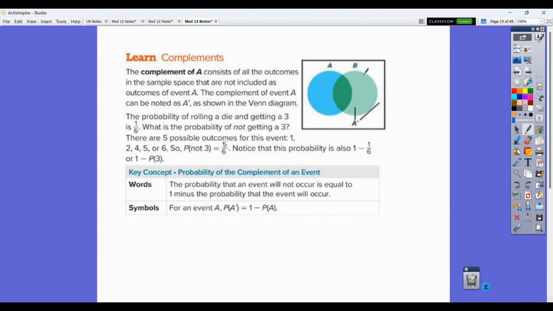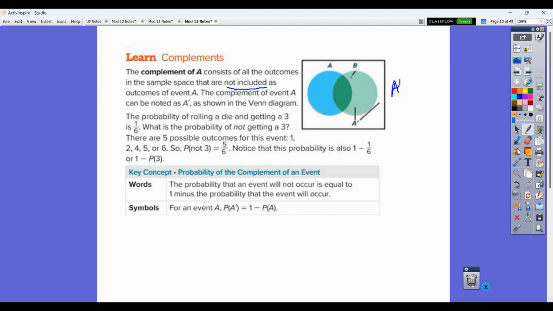So if we go back to our A and B Venn diagram that we have here, we can talk about the complement. So the complement of A consists of all the outcomes in the sample space that are not included as outcomes of event A. Okay, so a complement of event A can be noted as A prime, as shown in the Venn diagram.